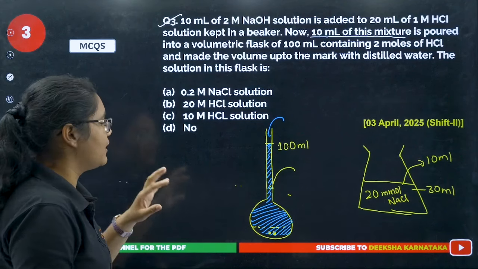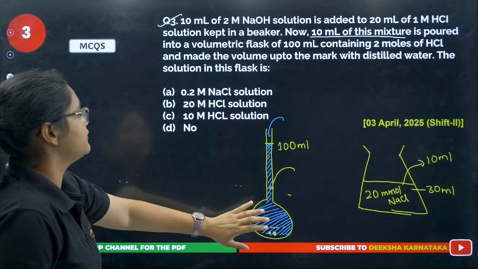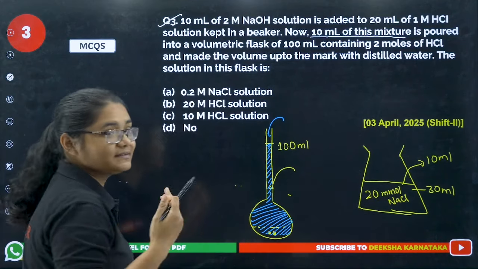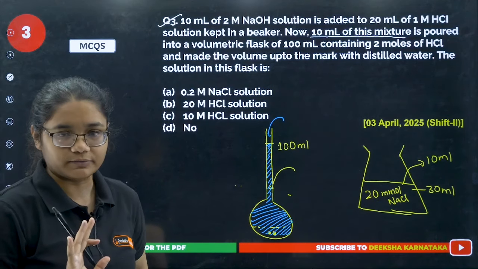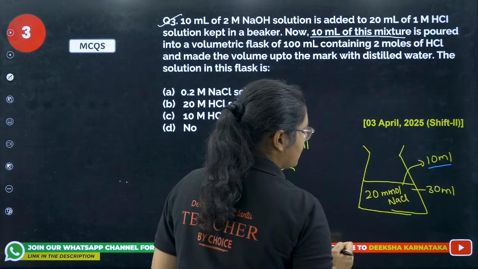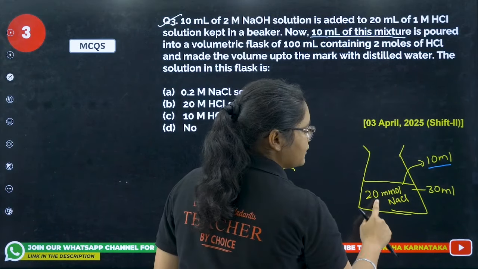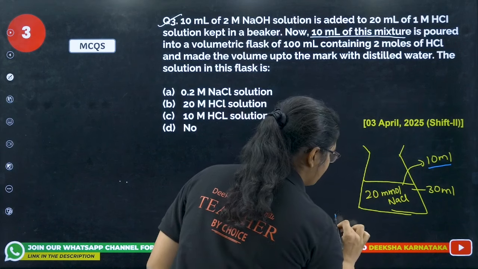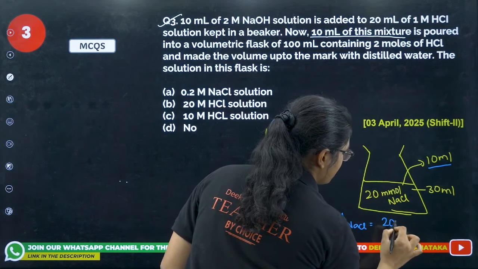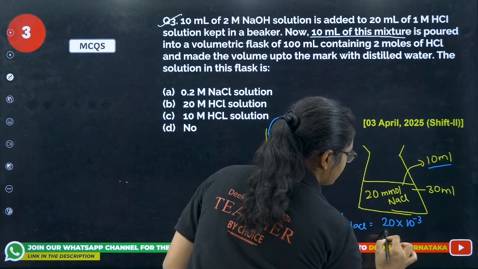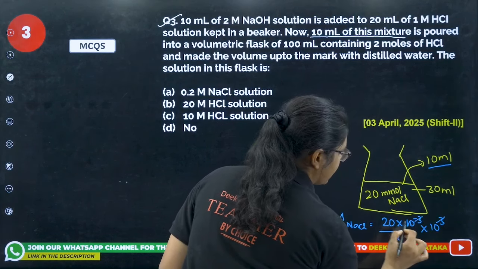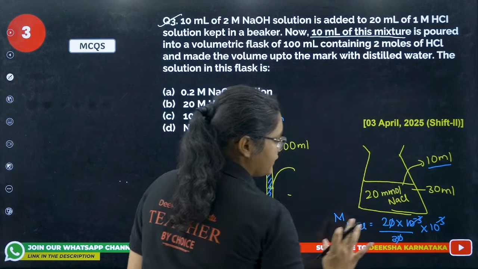Next, you have to tell what the solution in the flask is. So now NaCl is there, but this NaCl is a neutral solution, right? So we have here 10 ml. What is the molarity of NaCl? Can I just calculate the molarity of NaCl here? Number of moles is 20 into 10 to the power of minus 3 divided by 30 into 10 to the power of minus 3. This will get cancelled. 2 by 3 is the molarity of NaCl.